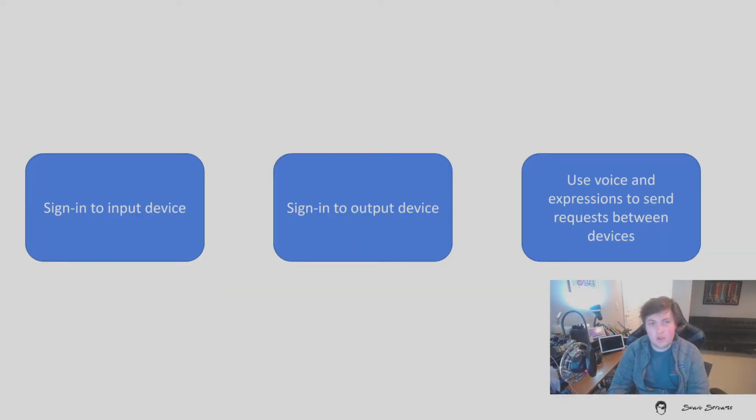The process to get started is simple. Sign into your Suave Keys account on the input device, do the same thing on the output device, and then choose your profiles that you're going to be using to map what you say or what you express to what keys you want to be pressing on your end keyboard.